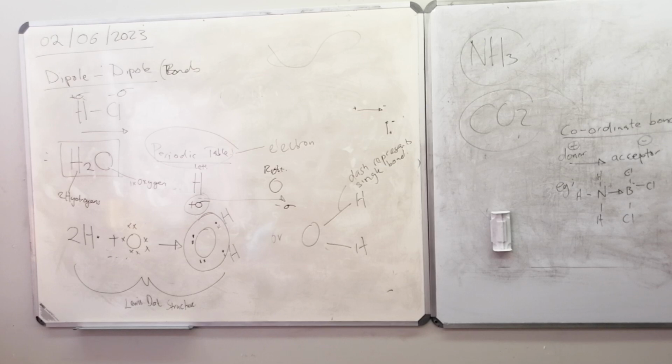Another example of compounds containing coordinate bonds is carbon monoxide, CO. You all know what carbon monoxide is. Remember, we get CO2 and CO3. CO2 and CO. Remember, this is carbon monoxide. This is carbon dioxide.